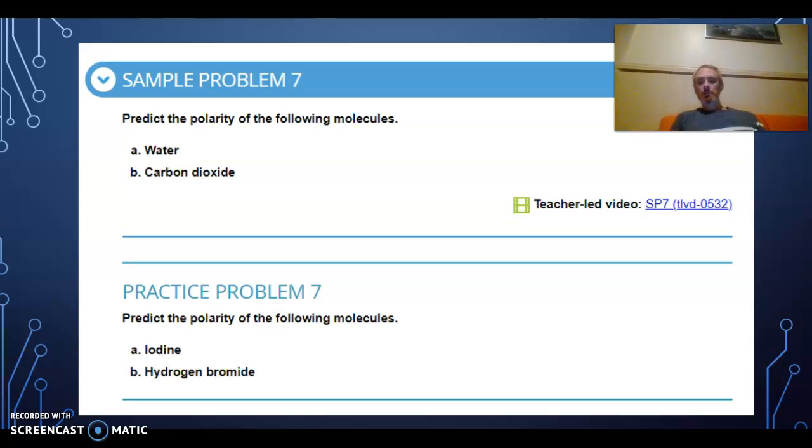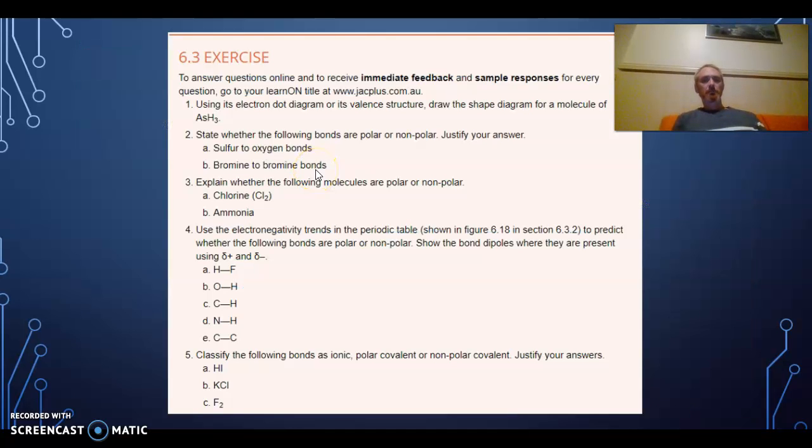So in water, you've got polar bonds, and it's not symmetrical. The oxygen at the top is the delta negative, and the two hydrogens down the bottom are the delta positive, so you've got a negative end and a positive end of that molecule. And so water is a polar molecule, and that's so important to how water behaves.